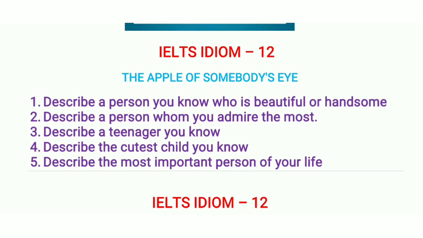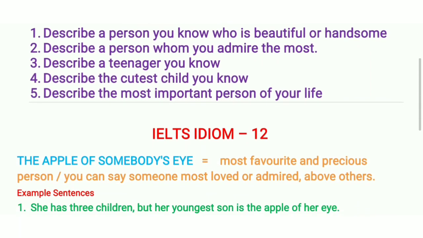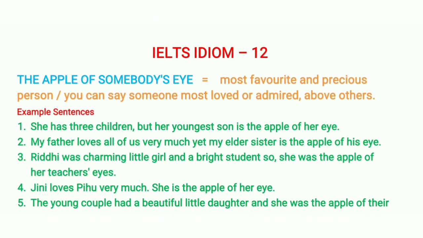See here I have just given 5 cue cards, but there are lots of cue cards where you can use this idiom. Now let's see the meaning. The apple of somebody's eye means most favorite and precious person, or you can say most loved or admired above others.